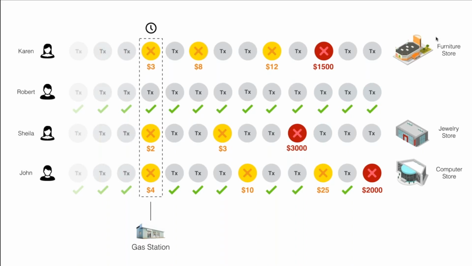And you can imagine this is not just 4 people; it's probably thousands of people who've been to the gas station that day, and a good percentage of them may be likely candidates where the fraud was perpetrated.